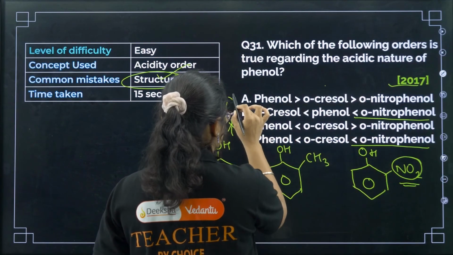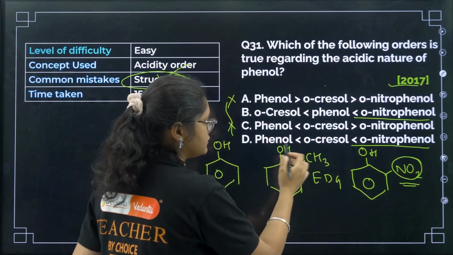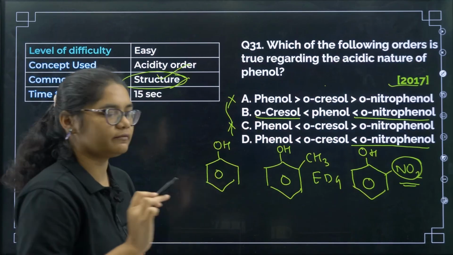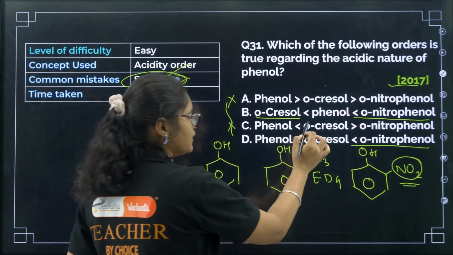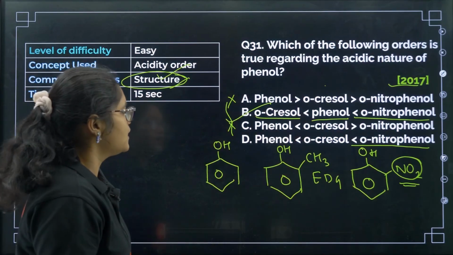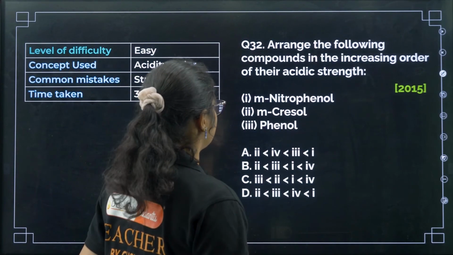These two options will not be there. Now this is an electron donating group, so this will decrease the acidity, so this has to be the least one, so orthocresol will be the least one, and phenol, which has no groups attached, will be in the middle. So option number B will be the correct answer, okay. Fine. Next, if we see question number 32, again you need to arrange them.